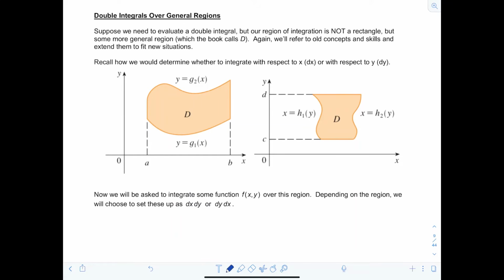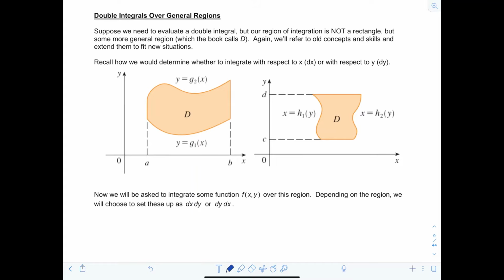Calculus 3 video lecture number 20 on double integrals over general regions. So suppose we need to evaluate a double integral, and this time our region of integration is not a rectangle, but some more general region, which we're going to refer to as D. Other textbooks may refer to it as R, same thing.